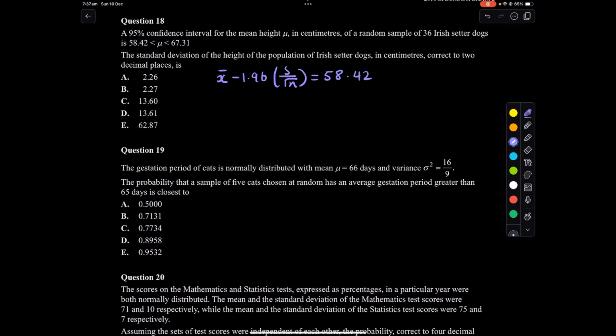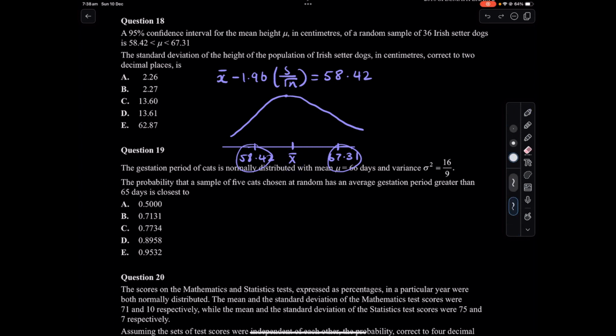So just using that, we know the n, we just need to find the sample mean. Well, it's easy to find the sample mean because there's a quicker way. If you draw a diagram over here, we know that mu is between this confidence interval, and they are equally spaced, so this one here is 67.31 and this one here is 58.42. So if we add these two and divide them by 2, we'll actually get that sample mean. Well, there are many ways you can actually get that sample mean.